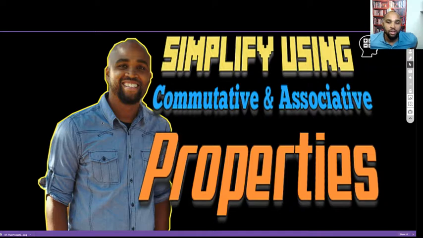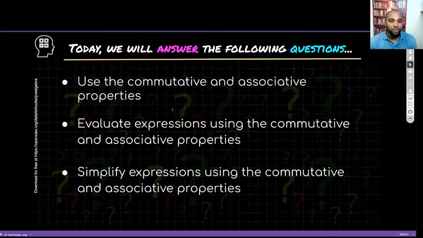As you see on your screen, the discussion today is simplifying using commutative and associative properties. So you're probably pretty familiar with this actually, but maybe not the name. So let me show you what we'll be covering. We're going to use the commutative and associative properties, evaluate expressions using the commutative and associative properties, and simplify expressions using these properties. So those are the three things we're going to focus on: using them, evaluating with them, and simplifying with them. So let's get to it.